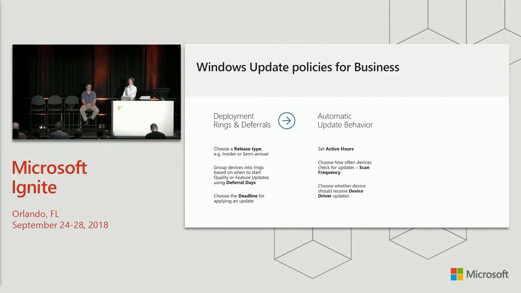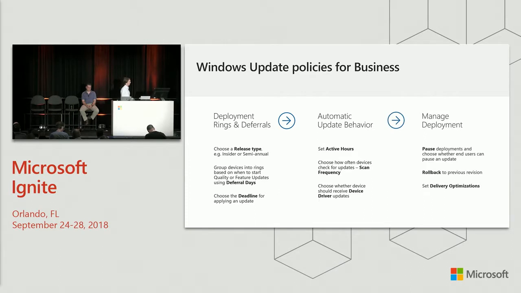The second group is, what is the steady state behavior from an automatic update perspective? This is where, for example, you could say, here's a set of active hours that I don't want devices updating within. Or how often these devices should scan and check for updates. And last, whether or not you want devices to be offered device drivers. You can opt in or opt out of receiving device drivers from Windows Update.